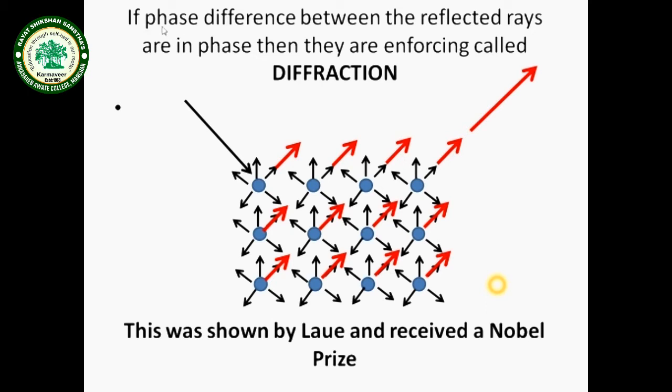So here we have written that we have shown different rays over here which are reflected from different atoms. If the reflected rays are in phase, then reinforcement will take place and the intensity will be maximum. If not, then intensity will be minimum. And this was the systematic study shown by Sir Laue.